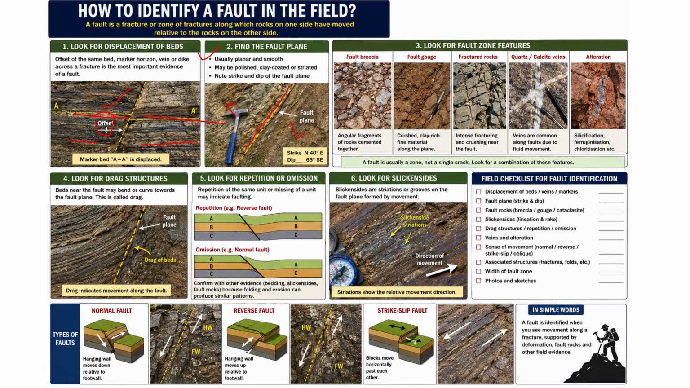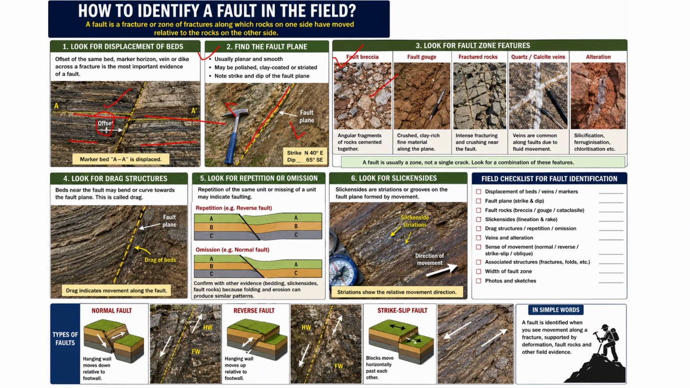What are the different features which are generally associated with the fault plane? The first one is the fault breccia. Breccia consists of angular fragments of rock which develop during faulting, because the fault is brittle in nature. When the fault develops, the rock fragments are crushed and developed along or close to the fault plane. And the second thing is the fault gouge.